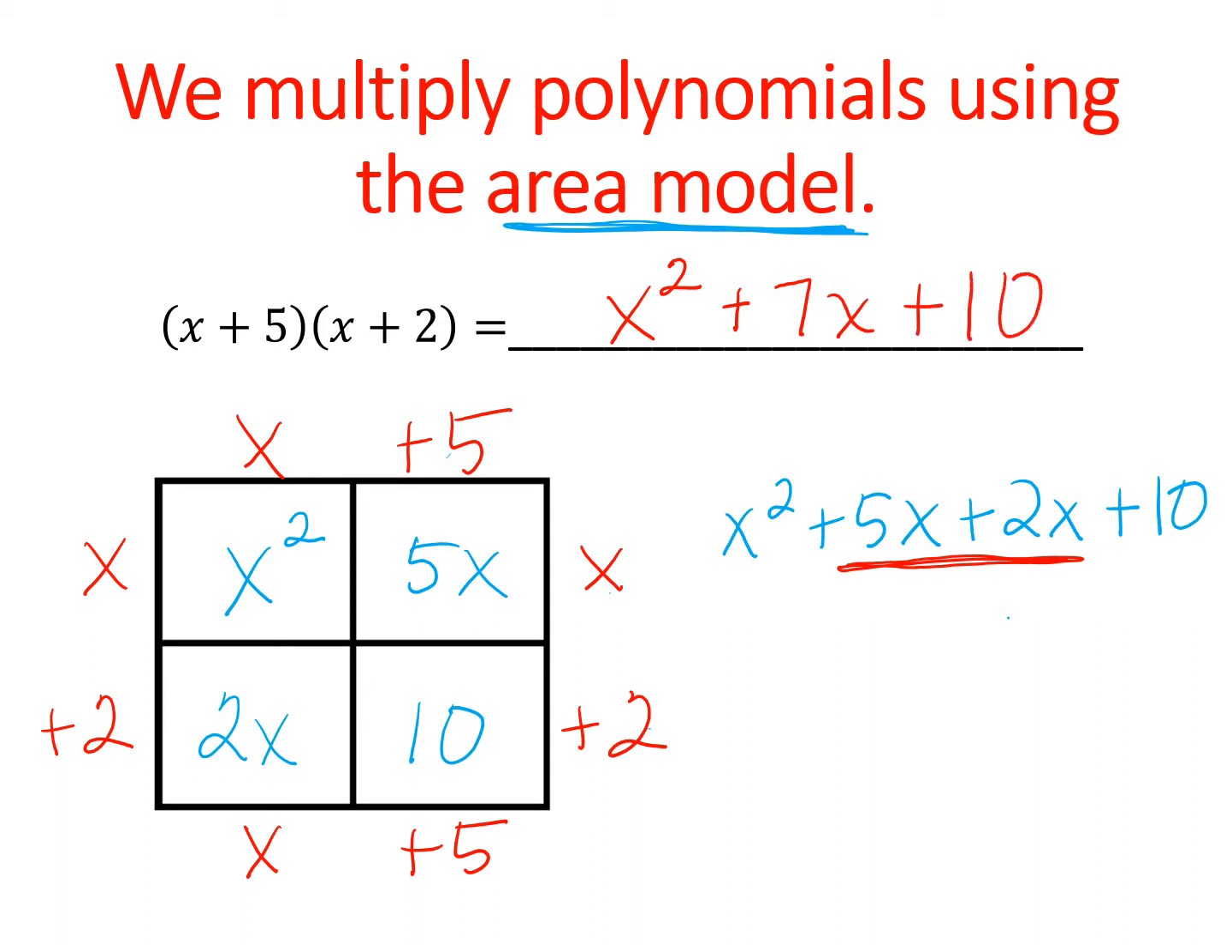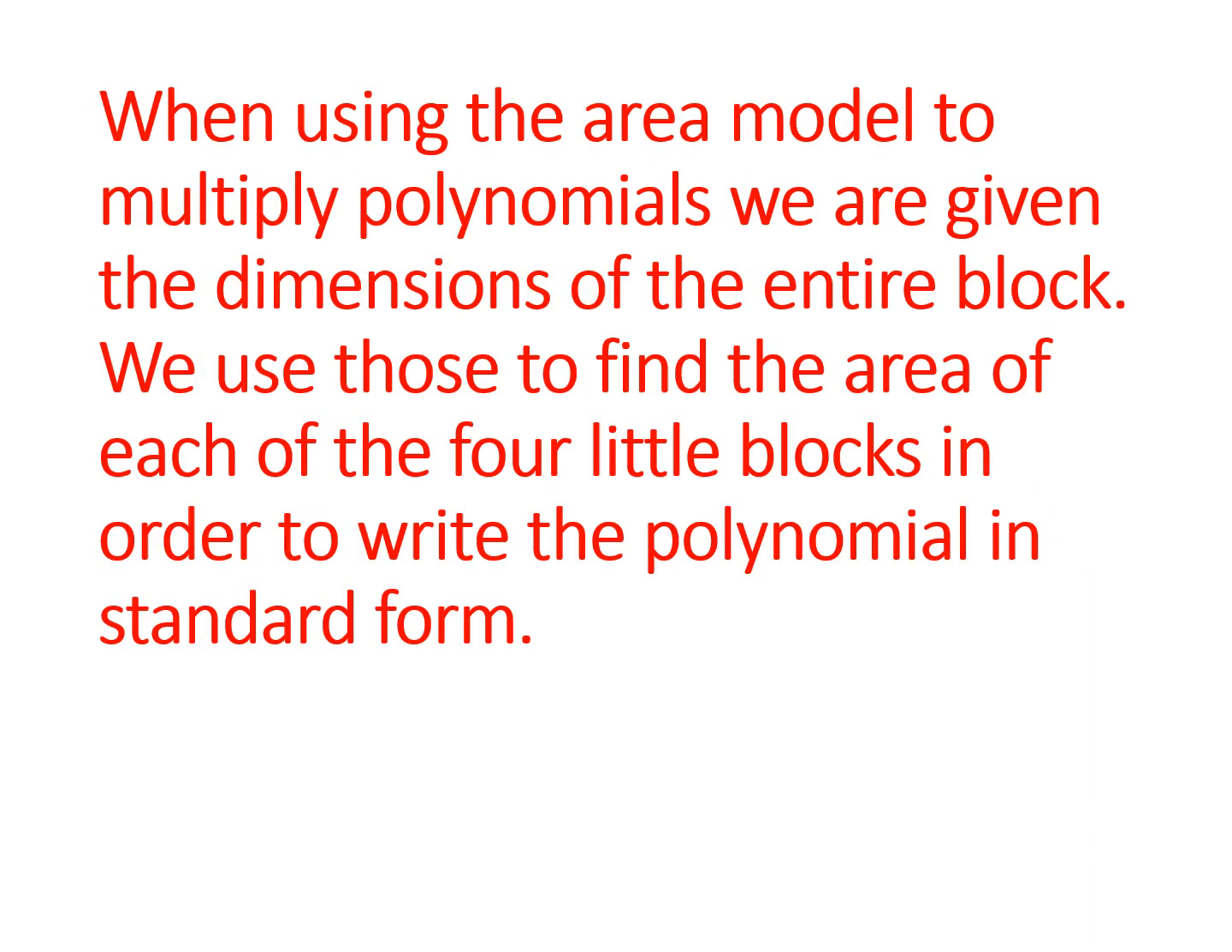So hopefully that was just a good refresher and you guys remember how to find the product. Again, product is another way to say multiply. So we multiply 2 binomials, we are finding the product. This week, instead of multiplying, we are going to be factoring. So it says when using the area model to multiply polynomials, we are given the dimensions of the entire block. We use those to find the area of each of the 4 little blocks in order to write the polynomial in standard form. So that's what we just did.